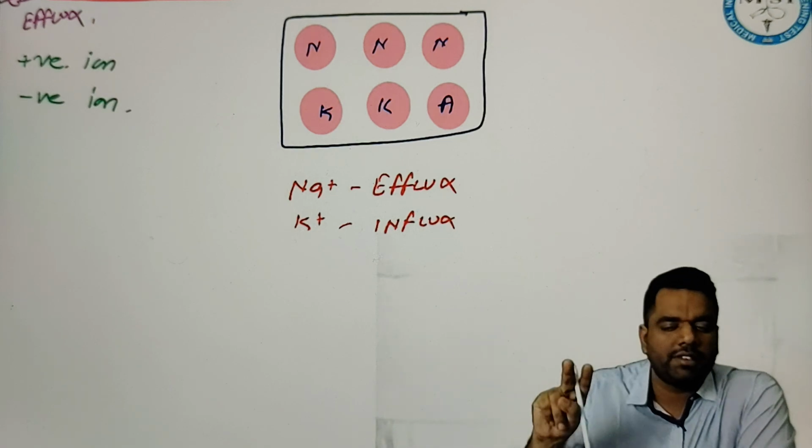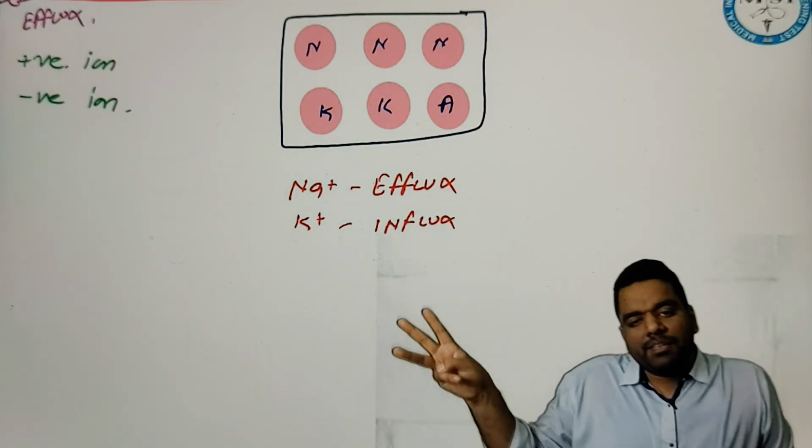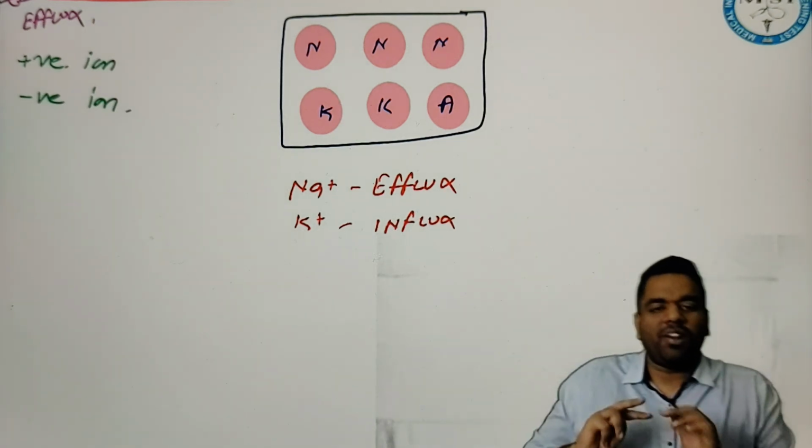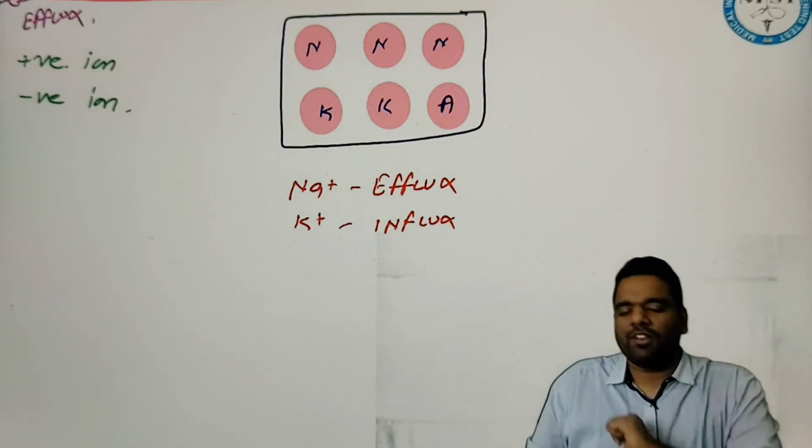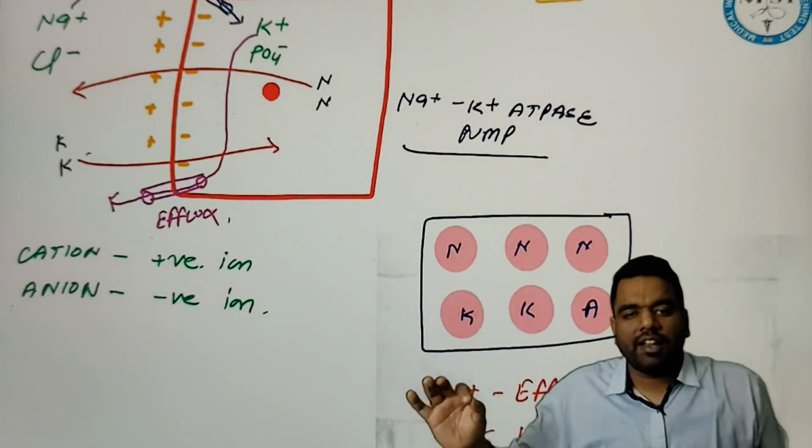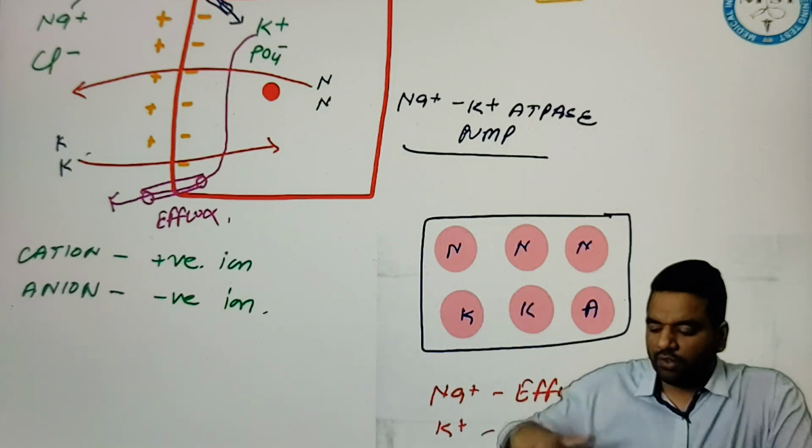How many potassium is coming? Only 2 potassium is coming. So you can see guys, the 3 positive ions are moving outside. In respect of these 3 positive ions, only 2 positive ions come inside. So inside of the cell, there is a net loss of 1 positive ion, and that's why the inside of the cell is always going to be negative. So that's why the resting membrane potential is always negative. Right guys? So I hope now you can understand.